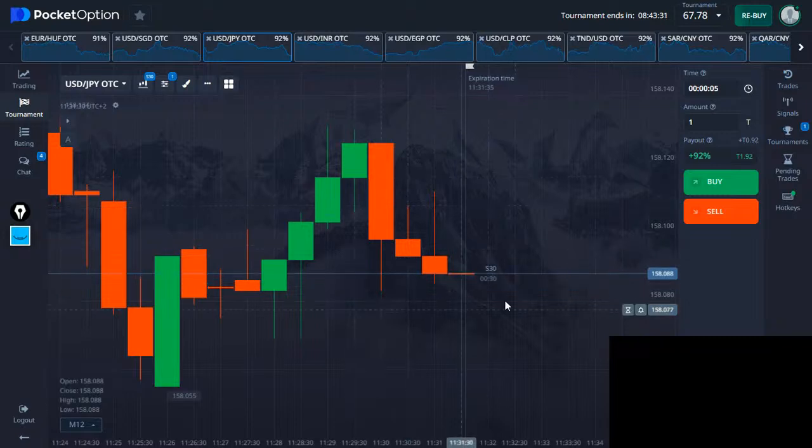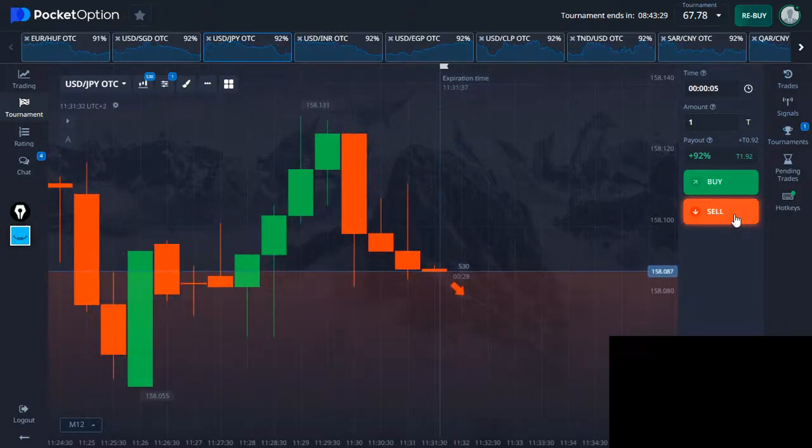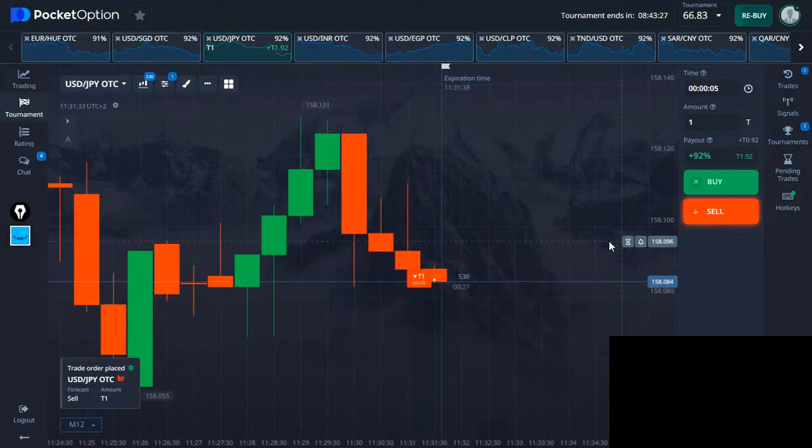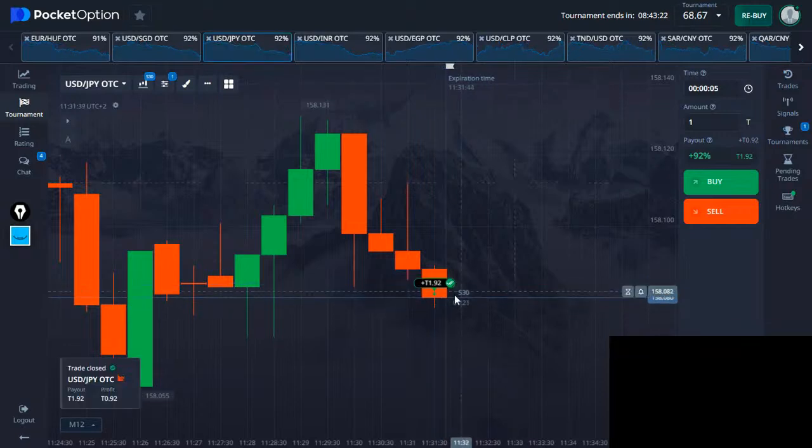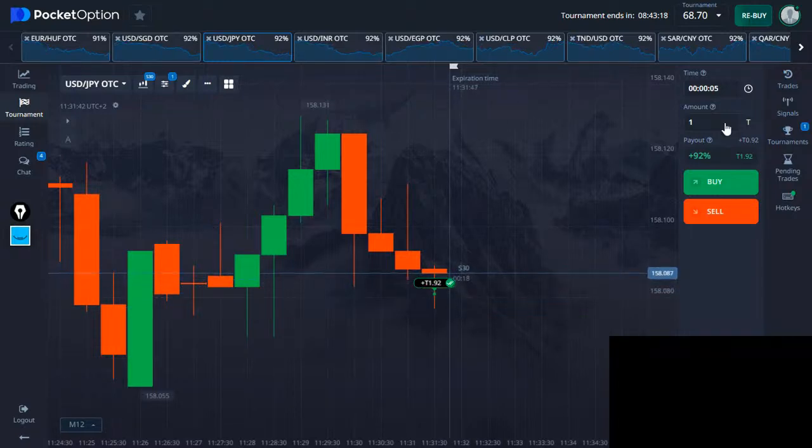Powerful. Two topping tail bars. I need red. Give me red. I'll go for sell. A bit early. But even if I waited for the 5 seconds, this would have been a win. So we stick to $1.